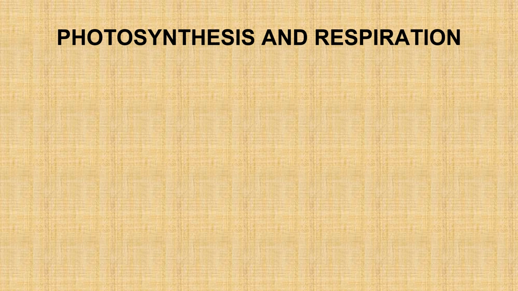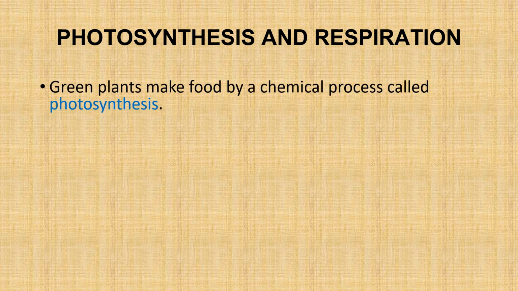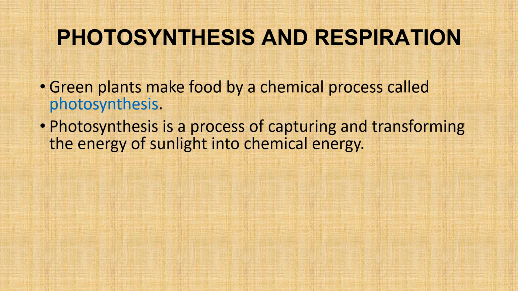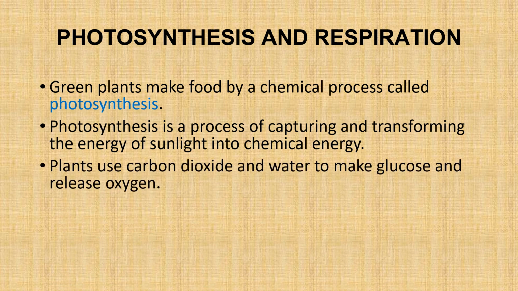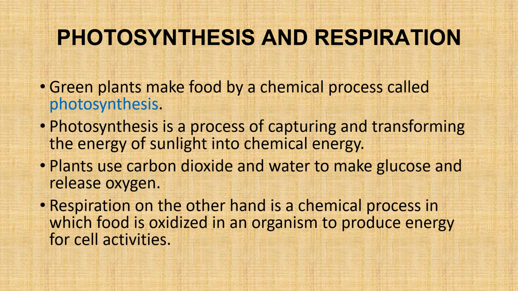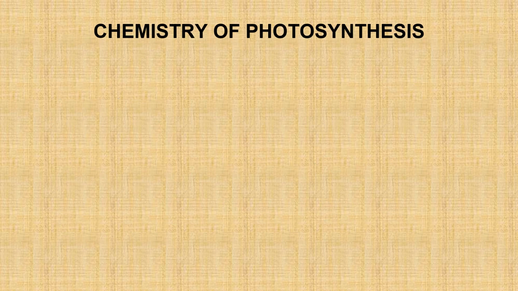Photosynthesis and Respiration. Green plants make food by a chemical process called photosynthesis. Photosynthesis is a process of capturing and transforming the energy of sunlight into chemical energy. Plants use carbon dioxide and water to make glucose and release oxygen. Respiration, on the other hand, is a chemical process in which food is oxidized in an organism to produce energy for cell activities.